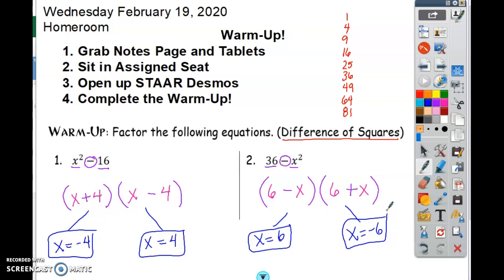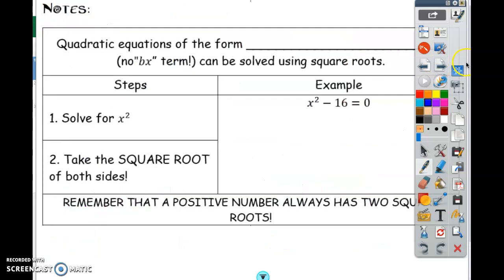Today's work, we're doing the same thing, but instead of finding the factors, we're going to go straight into the solving. Okay, so those are going to be equations in the form of ax squared minus c equals 0, where there is no bx. That means there's no x in the middle. Okay? So here are the steps to solving these type of quadratics. This is difference of squares, but I can solve it just like this.